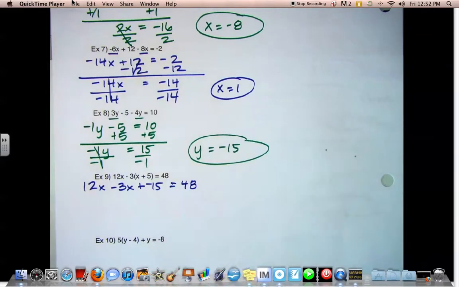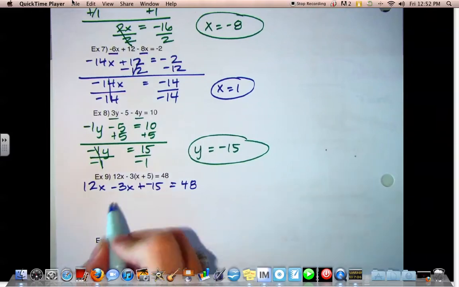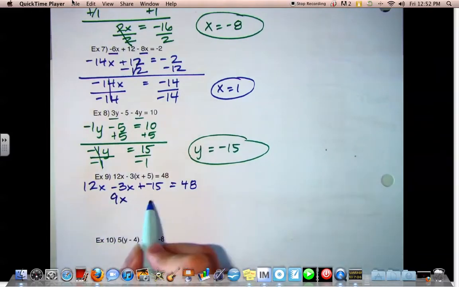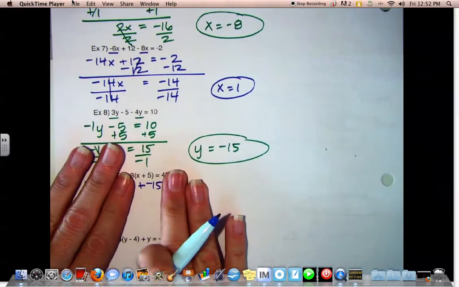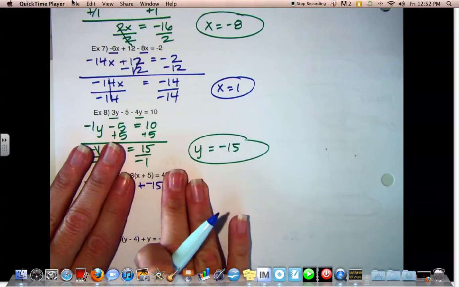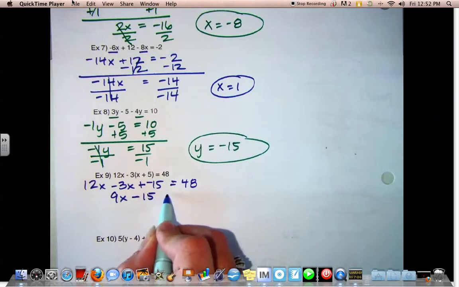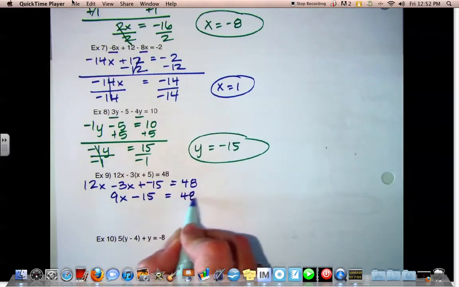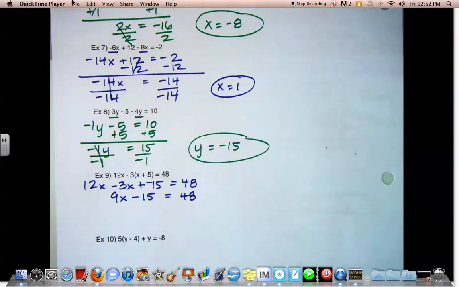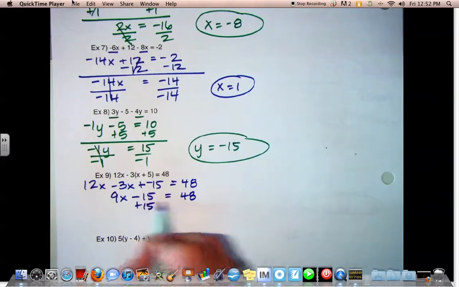All right, now, do I have like terms? What do I have? The 12x and negative 3x. So 12x minus 3x simplifies to 9x. Now you have a plus negative 15. So you can leave it like that if you want to, or we can write it as minus 15 equals 48. Wouldn't you add 15 to both sides? Yes. 9x equals 63.